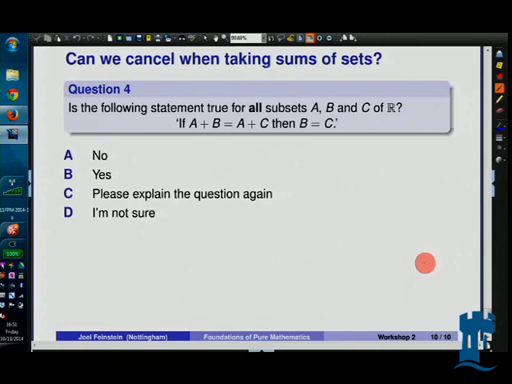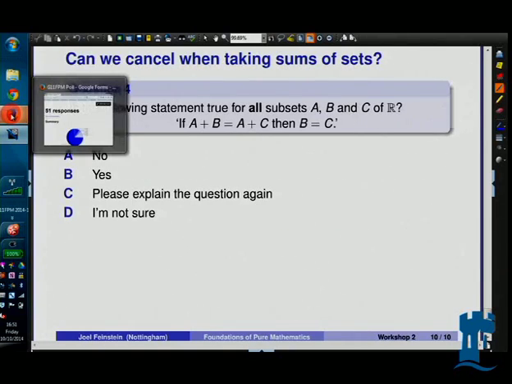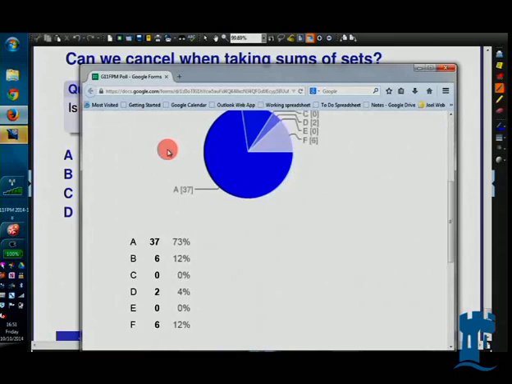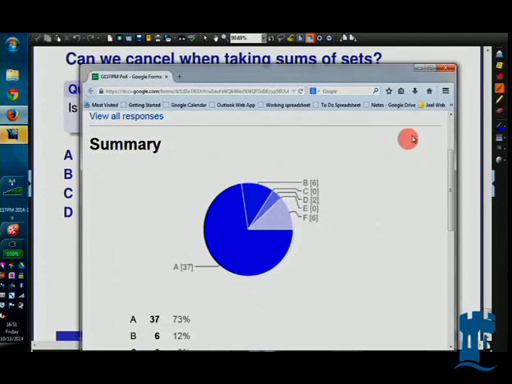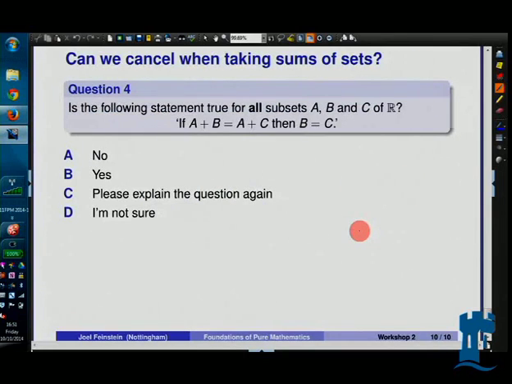Okay, we need to be finishing up. So first of all, if you haven't voted and you want to vote, please vote. Here we are, big majority in favour of A, which is the correct answer.